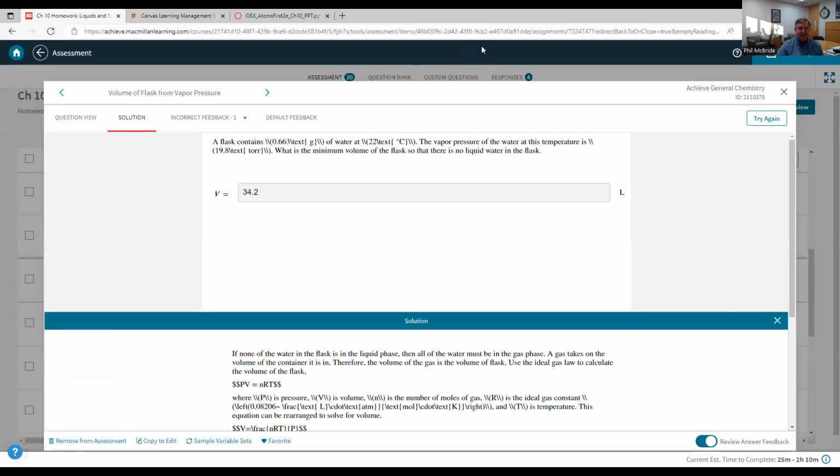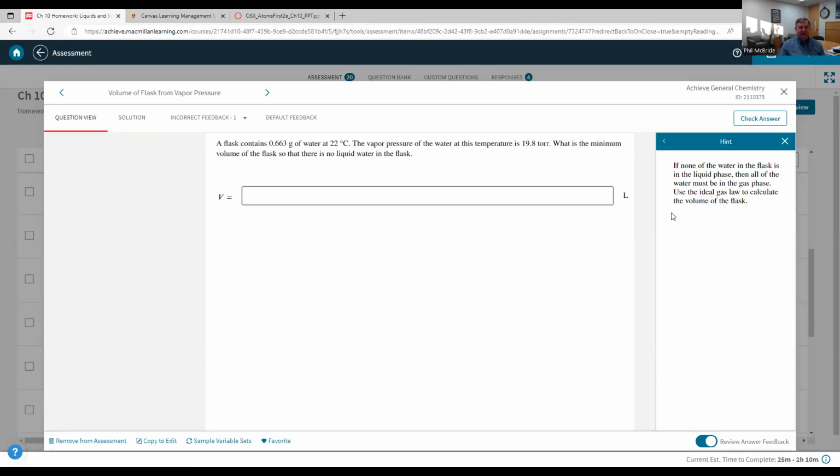All right, next one we're going to look at is: a flask contains 0.663 grams of water at 22 degrees Celsius. The vapor pressure is 19.8 torr. What is the minimum volume of the flask so there is no liquid water in the flask? So this one looks like a gas law problem.